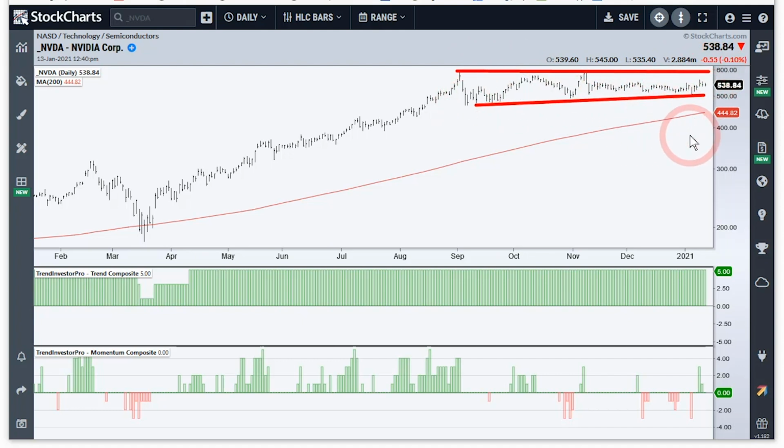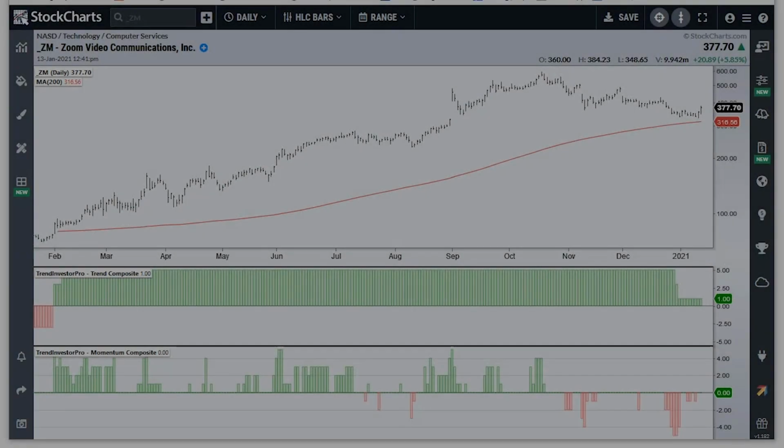So that systematic approach, saying we're above the rising 200-day, we have a 52-week high within a few months, we've got the trend composite all bullish, that tells me I still want to have a bullish bias on Nvidia. And so I'm expecting a bounce off support and a breakout on this stock.